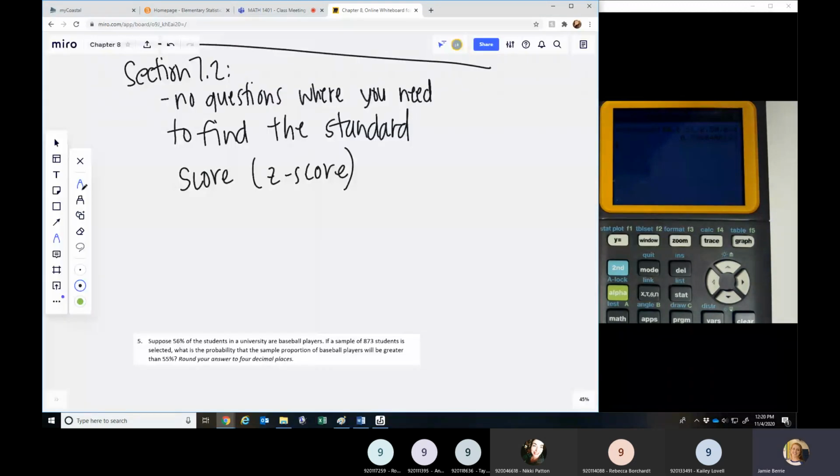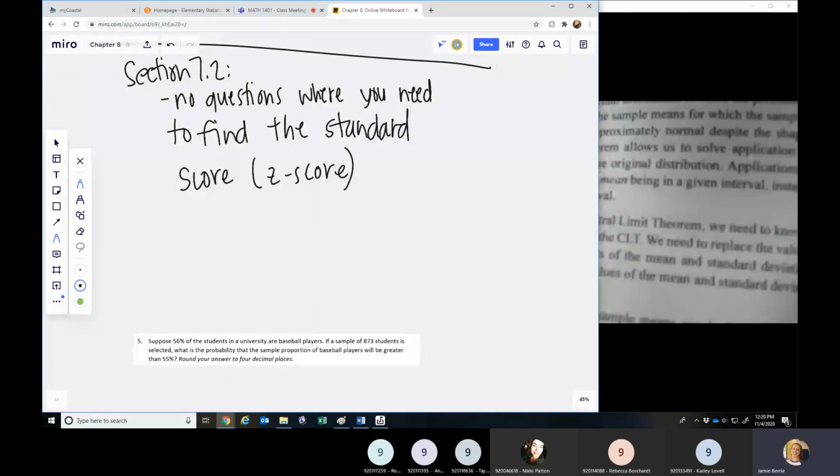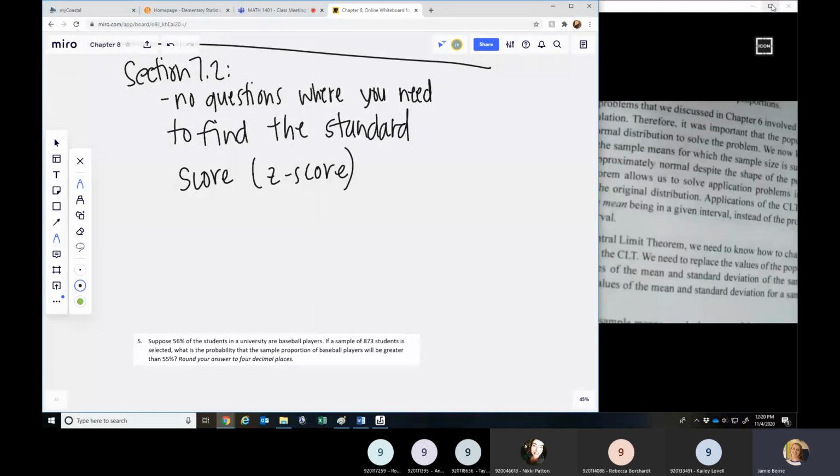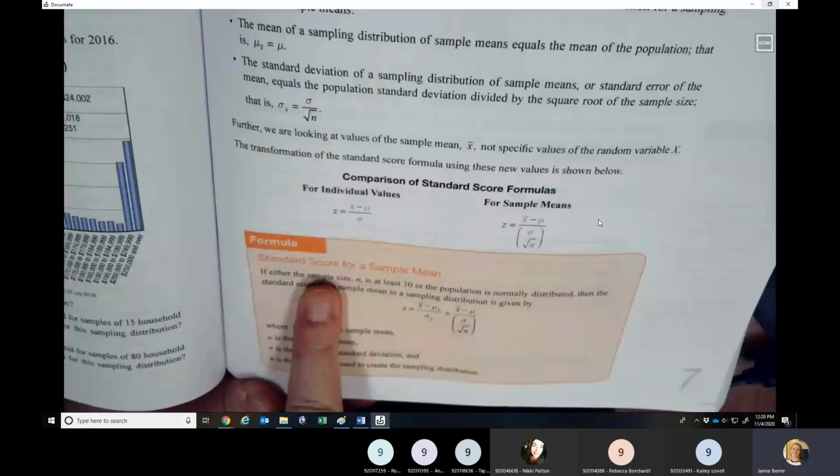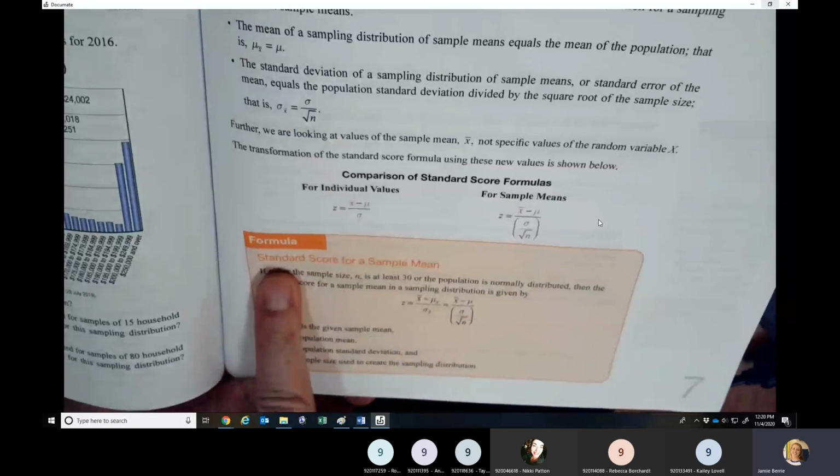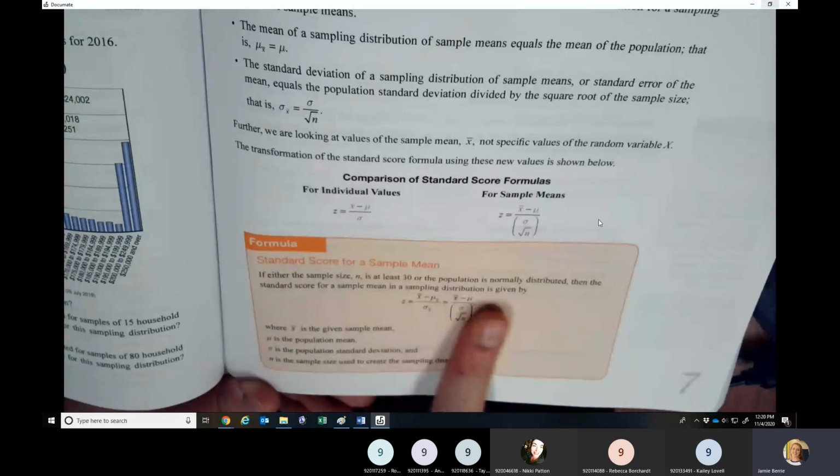Oh, I don't know what just happened. So I'm going to put my textbook under the camera here. Let me see if I can make this bigger. I'm looking right here on page 363. This is the first page of section 7.2.